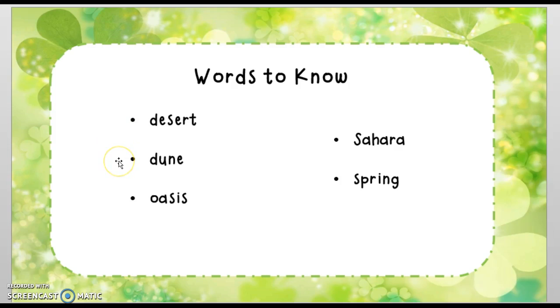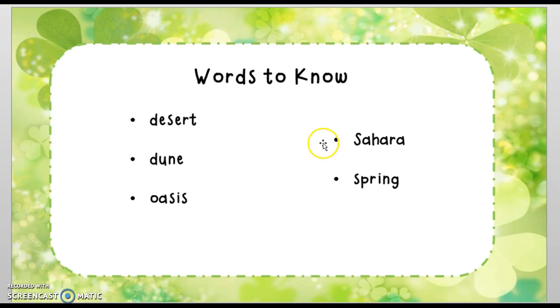The next word to know is dune, and a dune is a hill of loose sand made by the wind blowing the sand. So the wind blows the sand into a hill, and that hill is called a dune. Our next word to know in this article is oasis. An oasis is a place in the desert that has fresh water where trees and plants grow. Oasis.